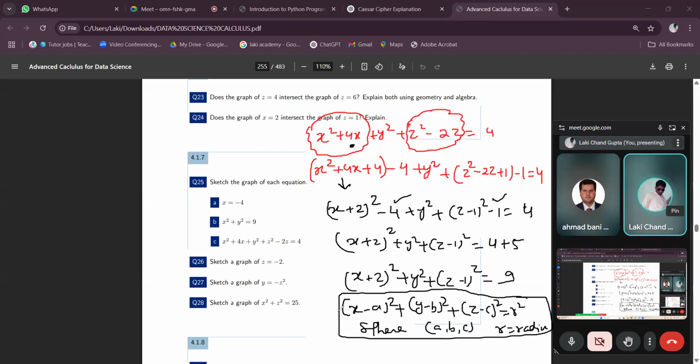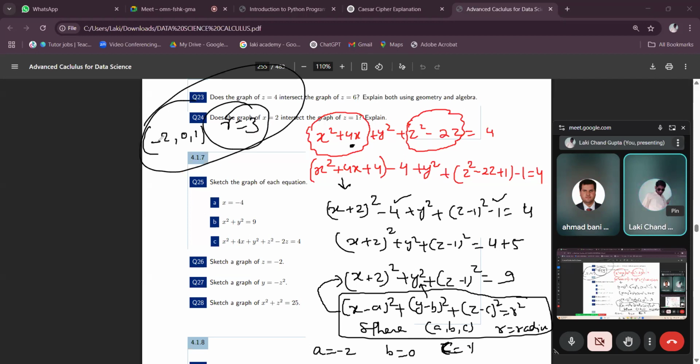So when you compare here, you will get A is equal to -2. When you compare with this, you will get there is no B, so B is 0 and C is 1. If I ask you the center of the sphere, you can say -2, 0 and 1 with radius 3. Okay?